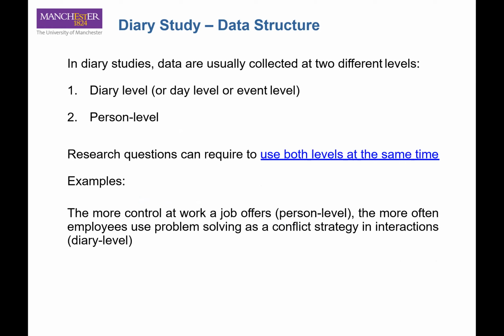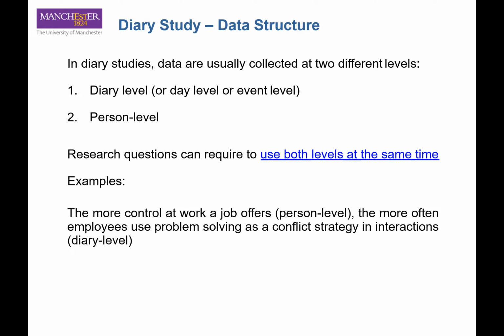In diary studies, data are usually collected at two or more levels. Level 1 is the diary level, or the date level, or events level. As I said, that is the multiple collection of the same measurement. Level 2 is usually the person level. The research questions can require using both levels at the same time. So here is one of the examples.